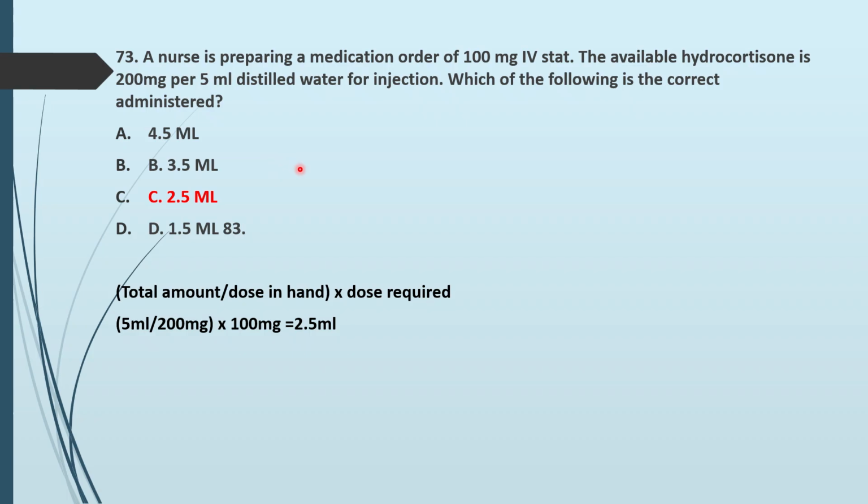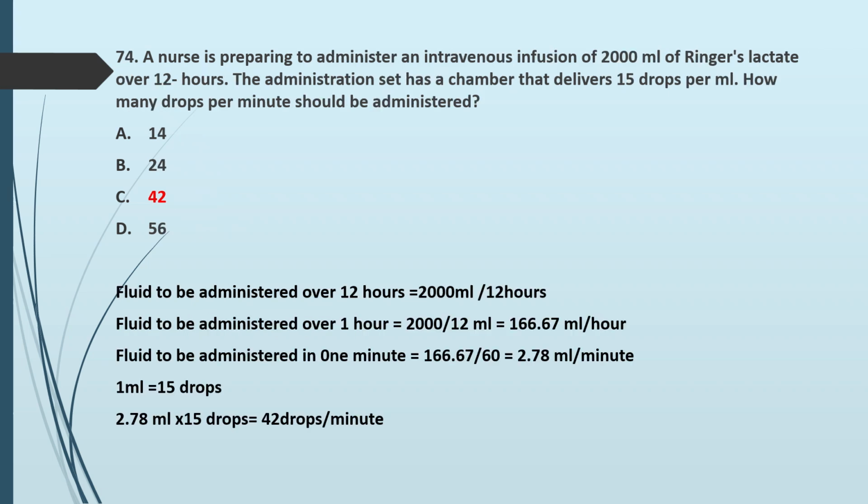So going back to the same formula, total amount in ml divided by dose in hand times dose required. So what is the amount? 5 ml, right? What is dose in hand? 200 milligrams. So 5 ml by 200 milligram times dose required. What is the dose required? We need 100 milligram IV stat. So 5 divided by 200 times 100, that will give you 2.5 ml. The correct answer is 2.5 ml. Remember this question. These type of questions will be asked in the exam.